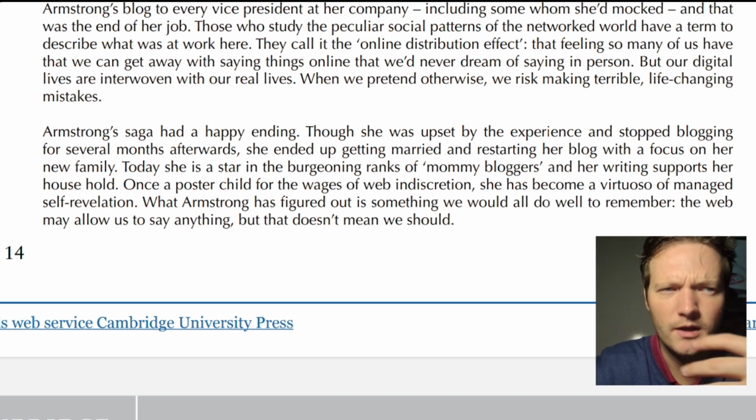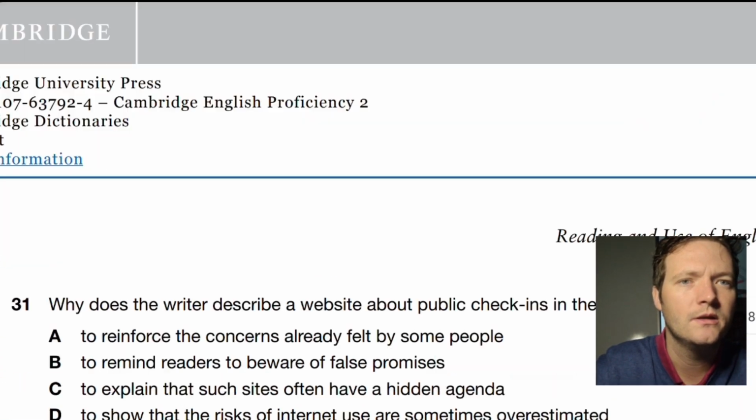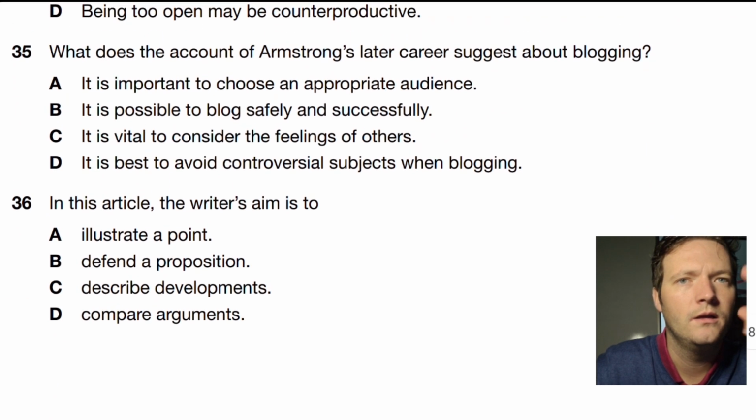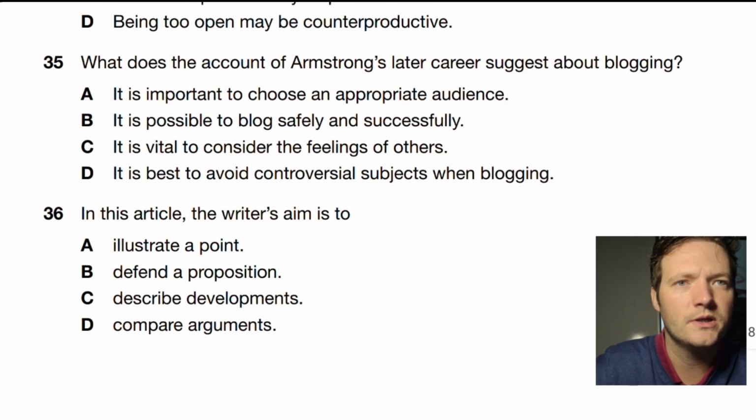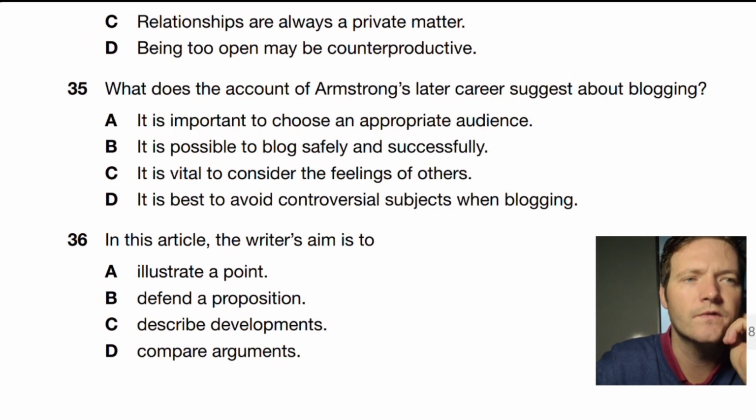Yeah, so that's pretty difficult. I would say it's B. I would say that it's possible to blog safely and successfully. Yeah, I think that's the only one that it's very clear. I think that's the only possible answer, really.